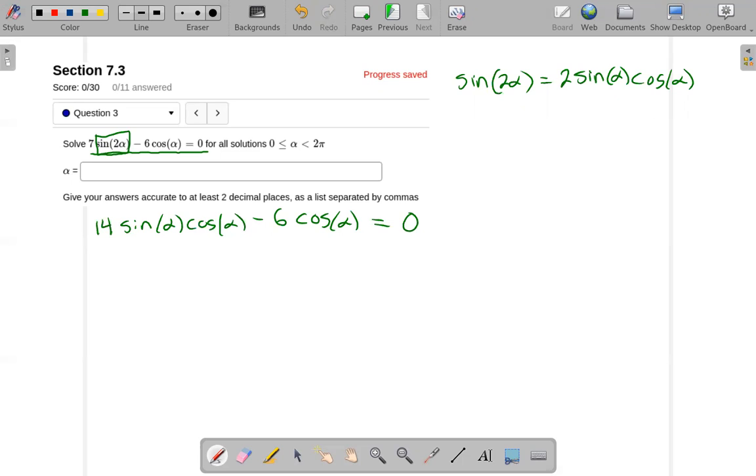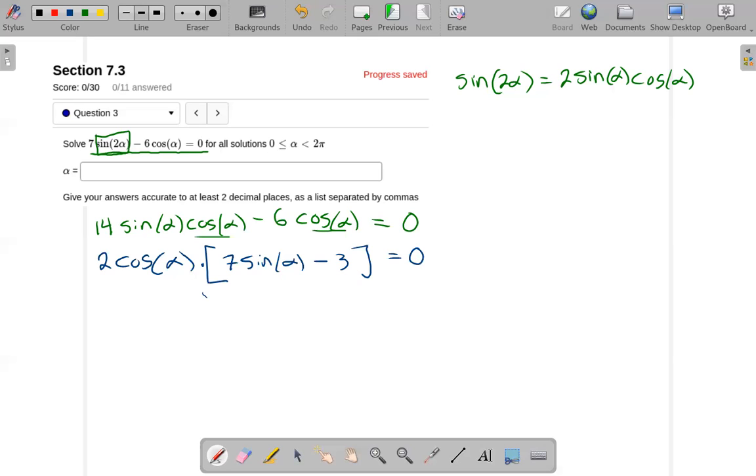So let's see. Yeah, we could factor out a cosine of alpha. And then 6 and 14 are even, we could factor out a 2. So let's see what happens if we do that. So we're going to pull out a 2 cosine of alpha. That's going to leave behind a 7 sine of alpha. And on here, we'll have a minus. We're taking a 2 from the 6, so that leaves 3. And we took the cosine, okay. Equals 0. Yeah, we did it. We broke it into a product.